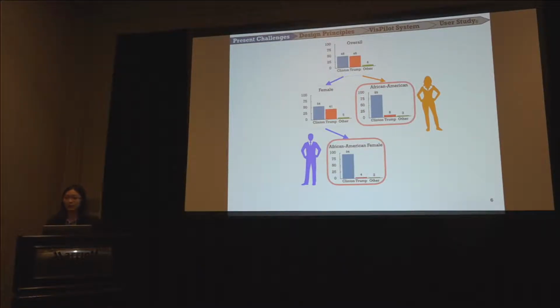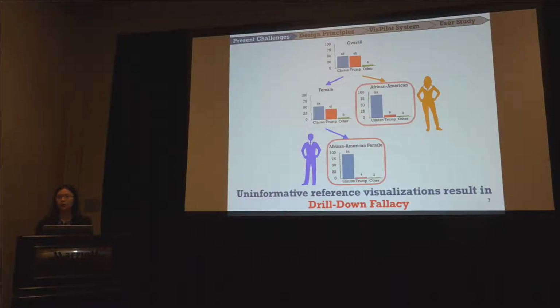For the African American female distribution, he finds a significant skew towards votes for Clinton compared to the other candidates, and he thinks that this is a very interesting finding. So how can Alice and Bob be looking at the same dataset but reach two very different conclusions? This is a classic example of what we call drill down fallacy in this paper.